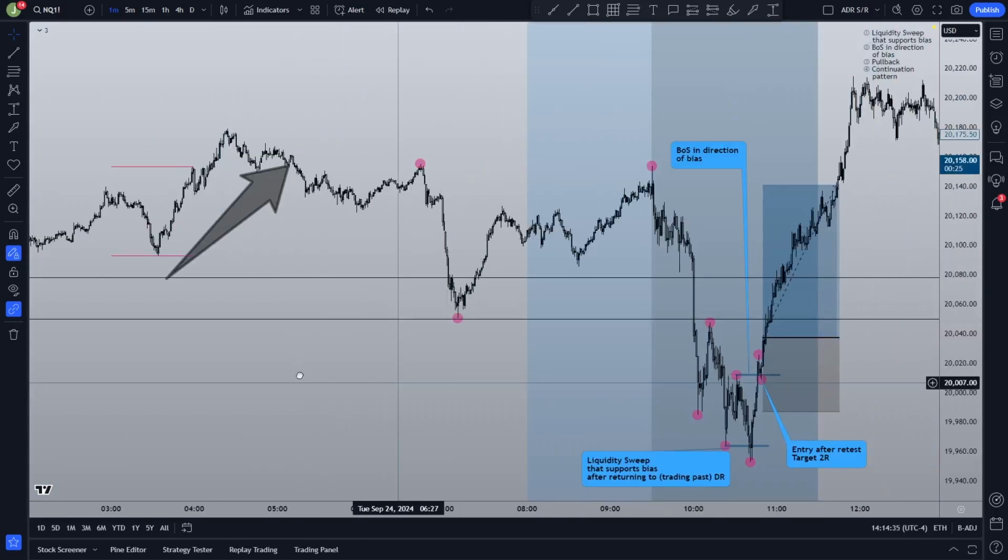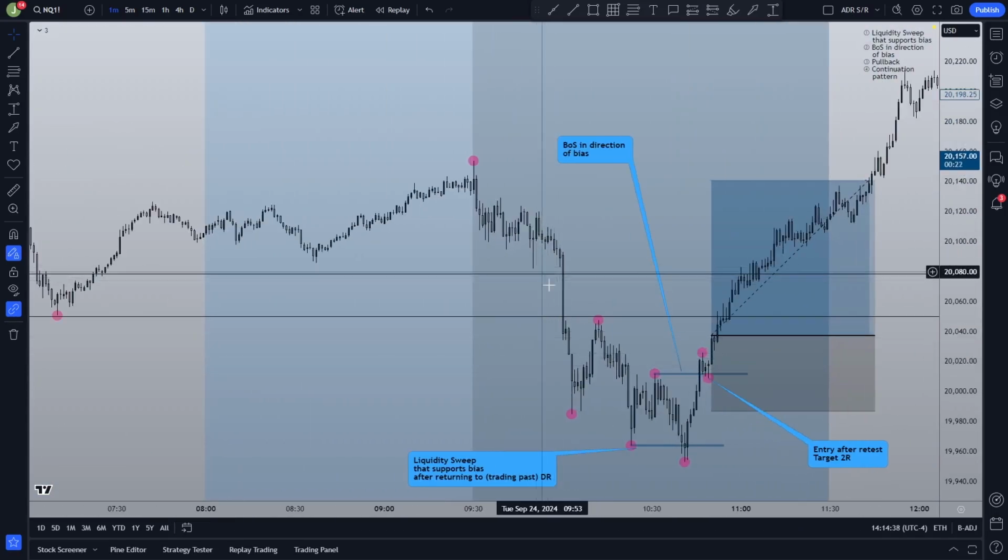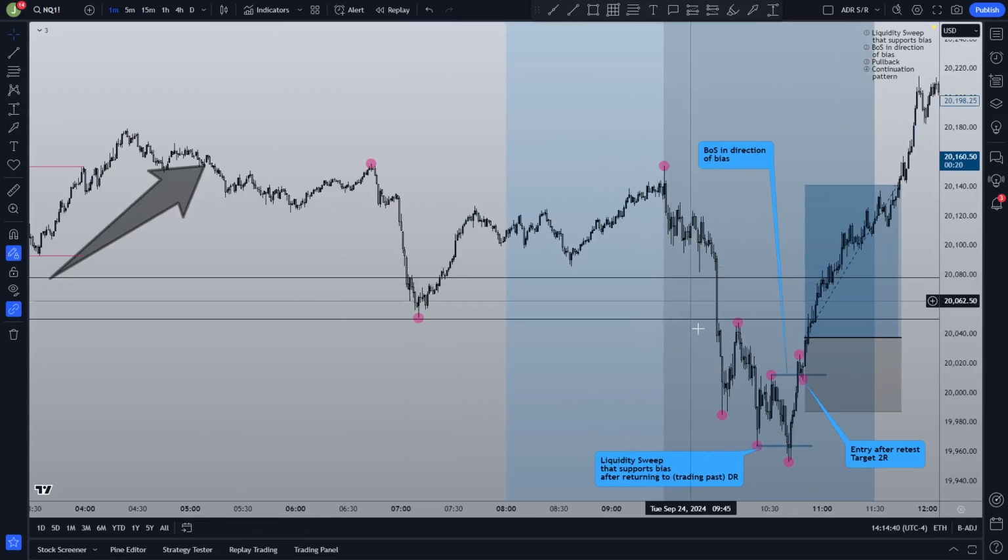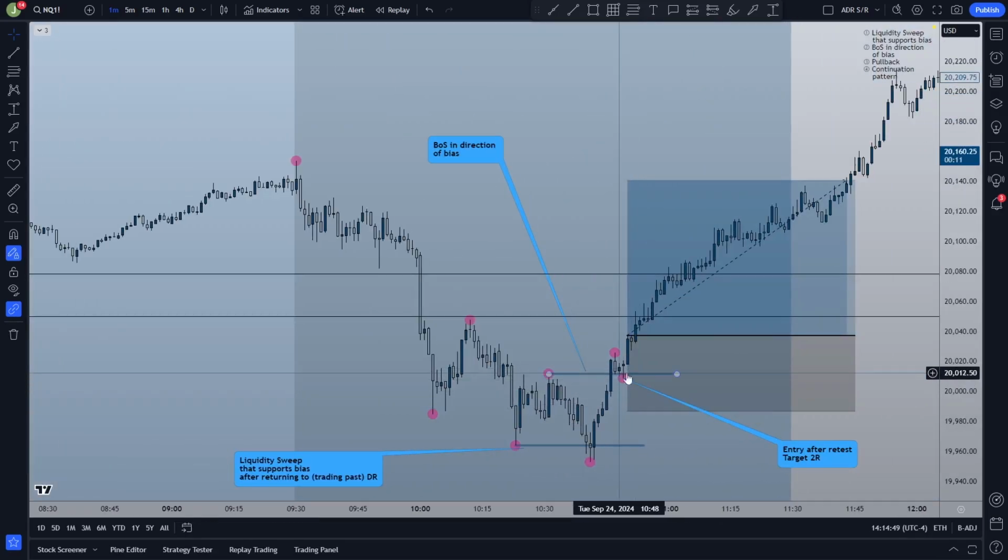We have a bullish bias today, and we get a nice textbook trade after price retraces back down into the DR. It goes a bit further down, but that's okay. We get our liquidity sweep followed by our bullish break of structure, and the retest is very small, but that's okay. We'll take it anyway.